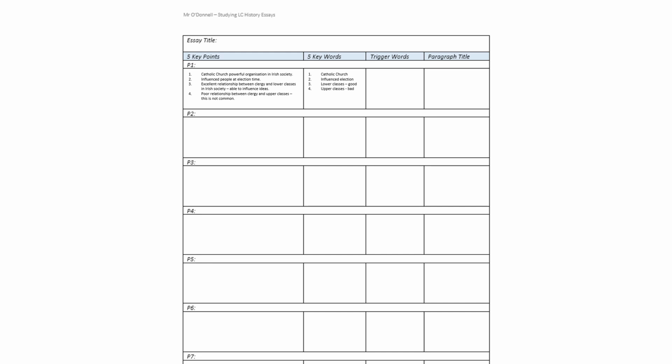Then from those 4 key words, we need to come up with 2 trigger words is what I suggest. So a trigger word is a word that's going to help trigger you remembering that information. So in this sense, my 2 trigger words were Catholic Church and influenced lower classes. Then we need to come up with a paragraph title that's going to summarize all that information. On the exam day, all we're going to need to remember is our paragraph title, and then we're going to be able to recall different pieces of information from that. So our paragraph title here would be the influence of the Catholic Church in Irish society. Let's go through how this works in reality.